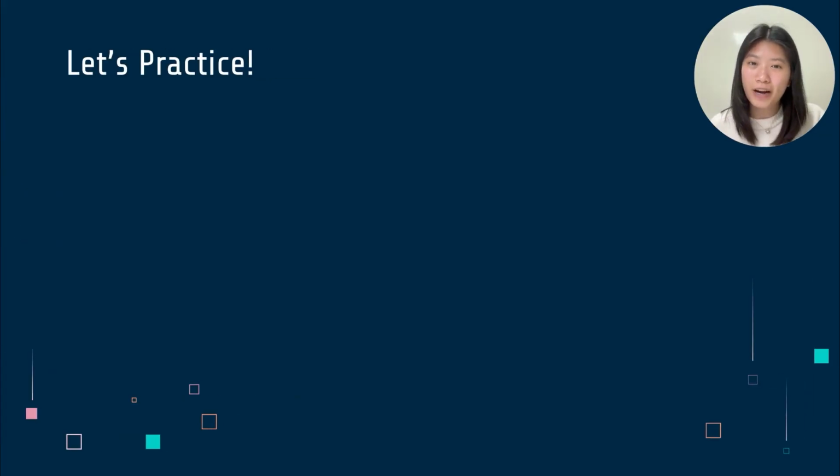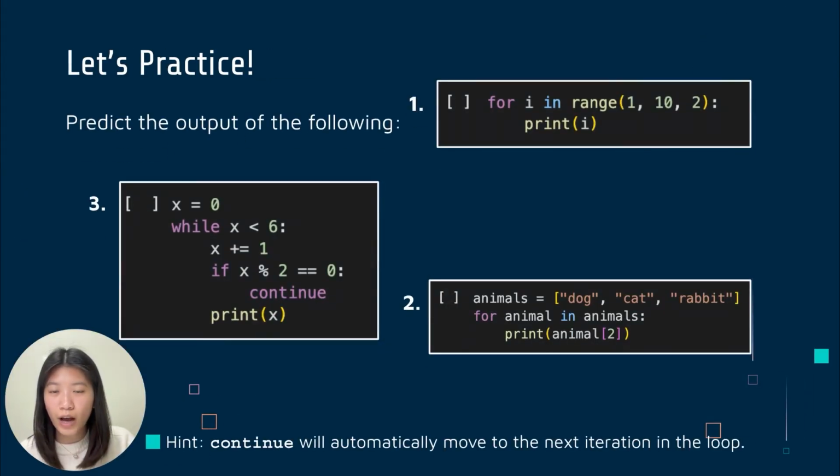So now let's do some practice. Predict the output of the following code chunks, and feel free to pause the video to review the answers yourselves and then come back to discuss the solutions. And as a hint, continue will automatically move to the next iteration of the loop.